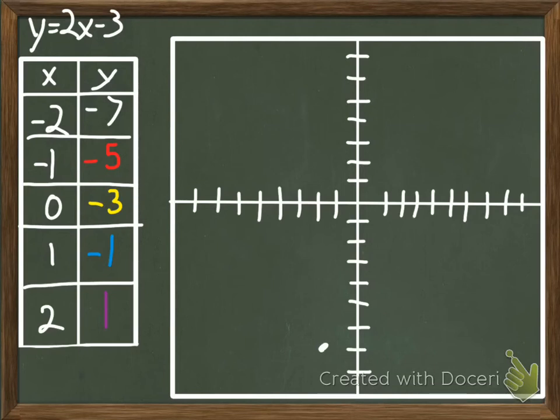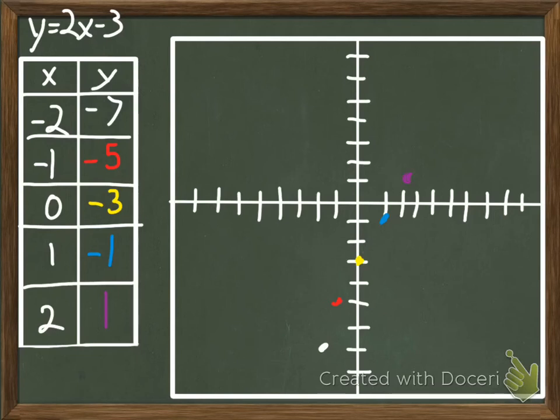Next we're going to have a point at negative 1, negative 5. So here. And then we're going to have a point at 0, negative 3. One at 1, negative 1. And then one at 2, 1.